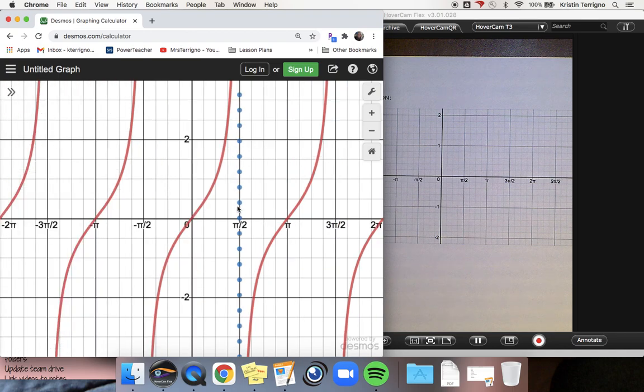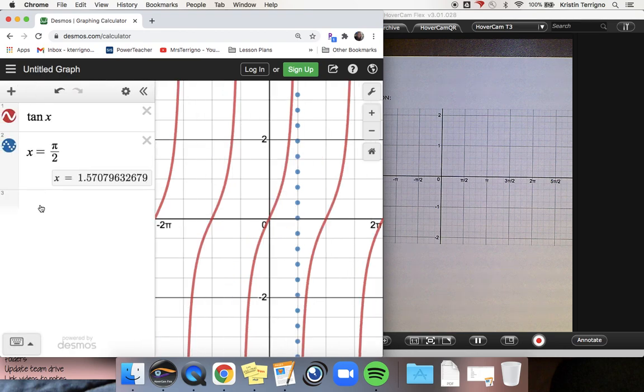You'll notice this dotted line represents an asymptote, and that asymptote shows up over and over again. We have another asymptote here at 3 pi over 2, and we have one at negative pi over 2. That should not be a surprise to you, because we talked about how tangent is undefined at pi over 2 and 3 pi over 2 and 5 pi over 2. Tangent is undefined at those odd multiples of pi over 2 because that's where the cosine is equal to 0.